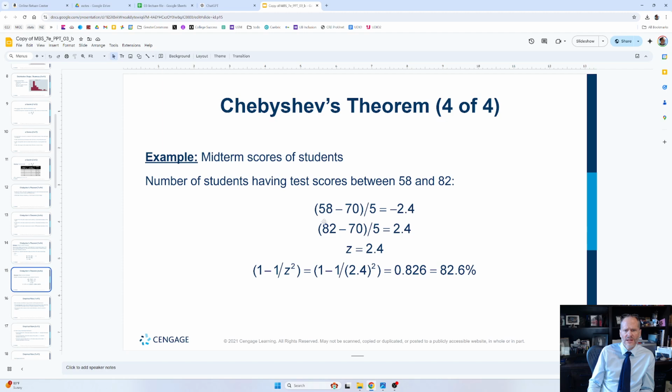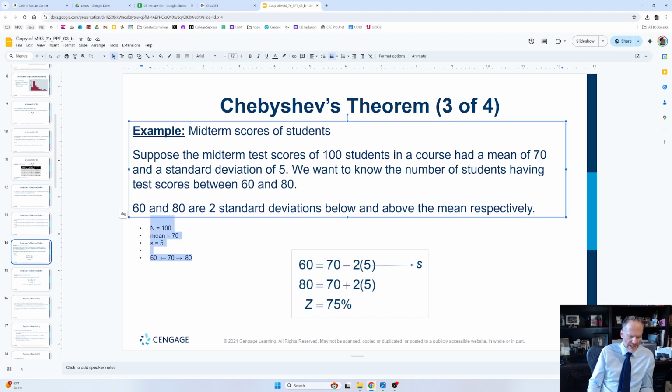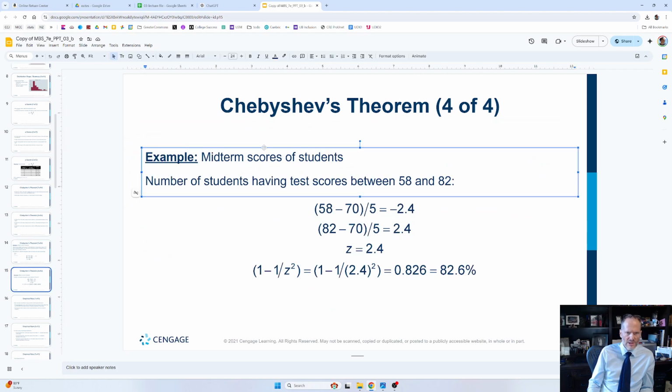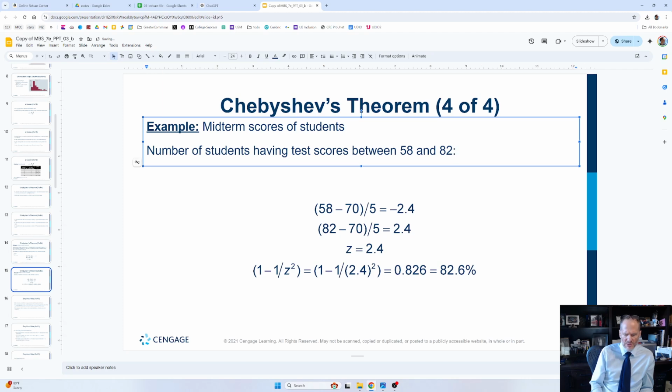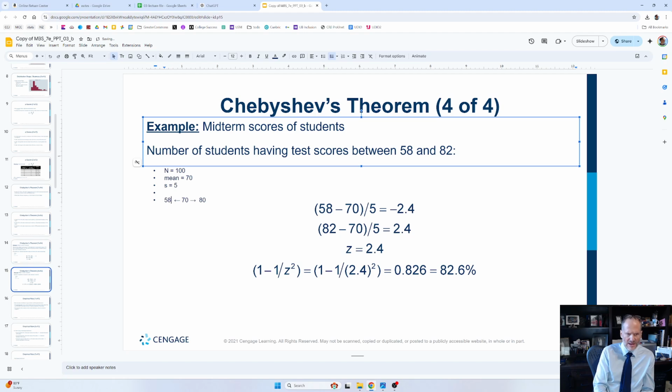And so here's another one. Number of students having test scores between 58 and 82. So we come back over here and we get this data, and we'll just do this again because I kind of like this format, and we'll paste that in. And then we have between 58, so we'll do 58 here, and we'll have 82 up here. So we added a little bit to it. So the difference between 70 and 58, we divide that by standard deviations, we get 2.4, and we get 2.4 going the other way. So our z-score is 2.4.